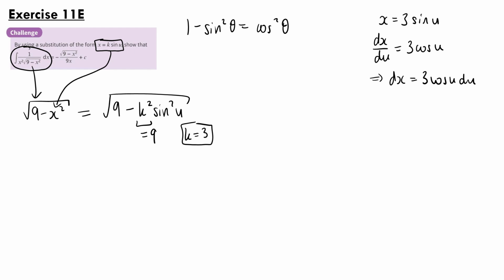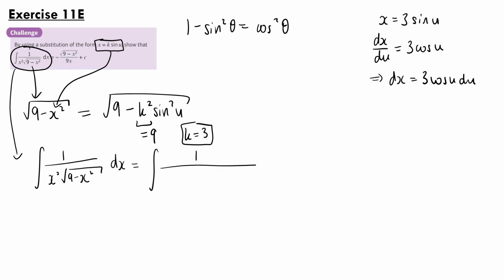Okay, so if we put all of this together into this integral here and substitute it all in, then we're going to have this integral is equal to the integral of 1 over, now x squared is 3 sine u squared, so 9 sine squared u. Then we have the square root of 9 minus 9 sine squared u.